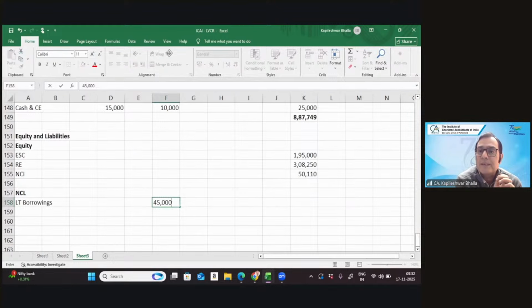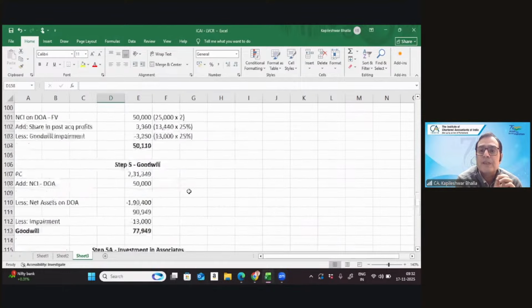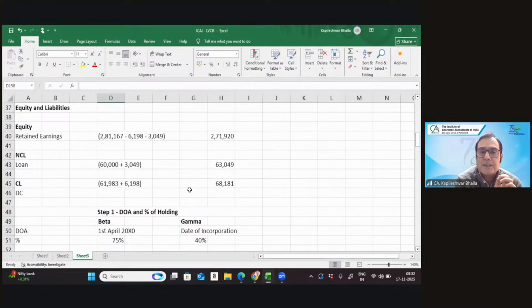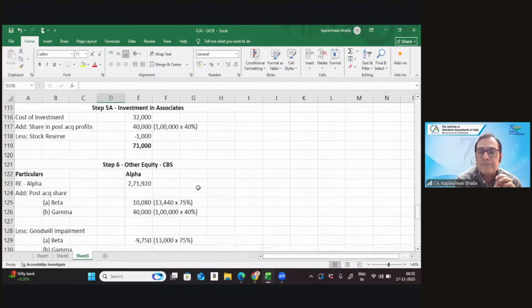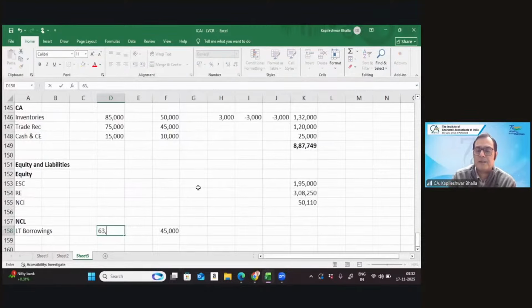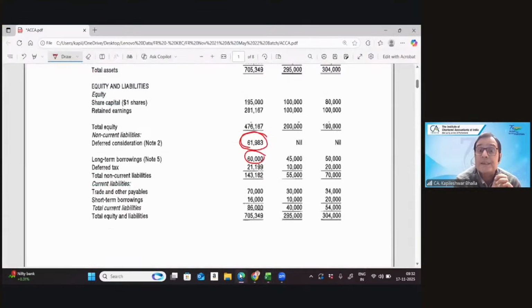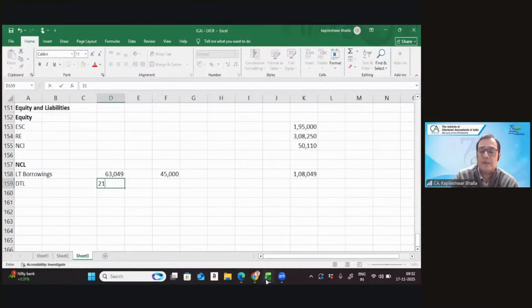And for the parent, let's go to the extract balance sheet. This is appearing at 63049. Okay, so I think this is it on the long-term borrowings. Now let's look at the DTL as well. So, any adjustments on DTL? DTL is appearing at 21199. So this is 21,199.